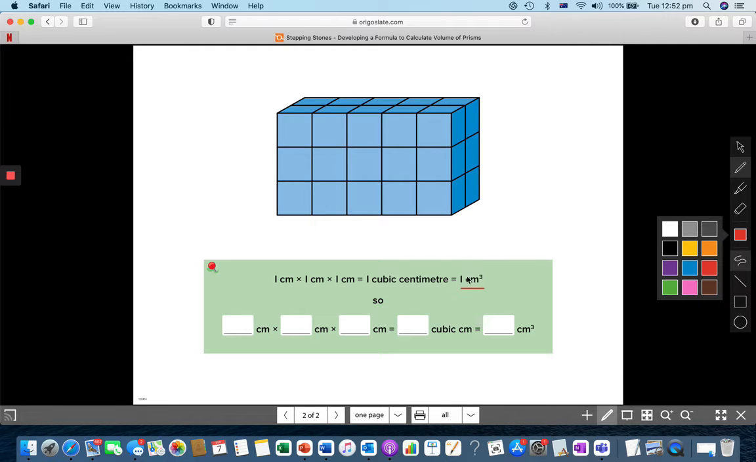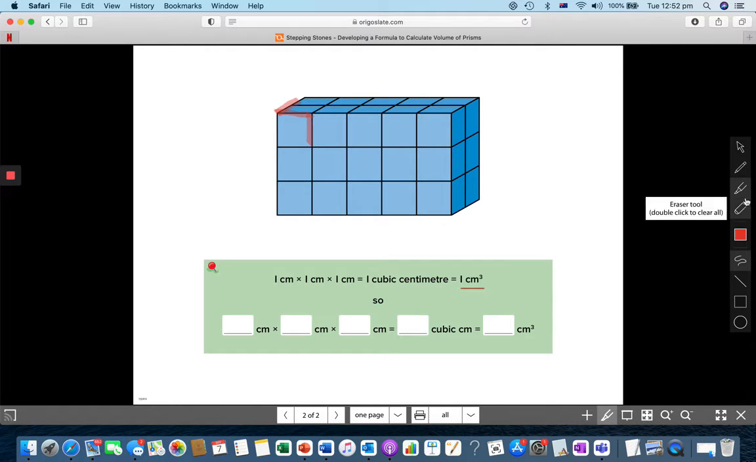We'll write it like this, centimeter with a little 3, and the little 3 simply means it's got 3 dimensions. It's got width, height, and depth. I'll just highlight it for you here. So it's got that width right there and height, and you can see the depth of it as well. That's where the little number 3 comes from.